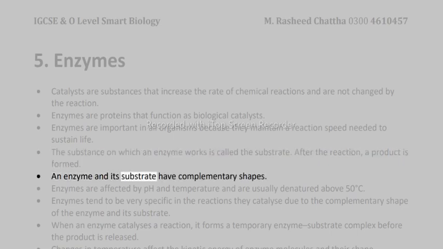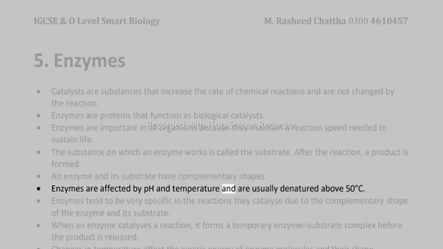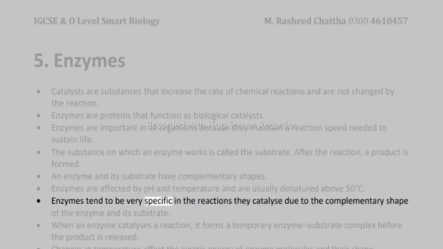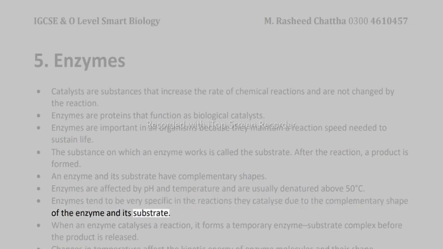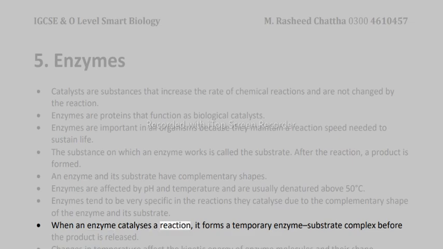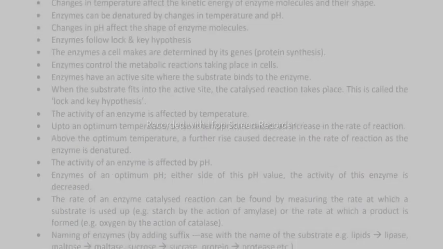An enzyme and its substrate have complementary shapes. Enzymes are affected by pH and temperature and are usually denatured above 50 degrees Celsius. Enzymes tend to be very specific in the reactions they catalyze due to the complementary shape of the enzyme and its substrate. When an enzyme catalyzes a reaction, it forms a temporary enzyme-substrate complex before the product is released. Changes in temperature affect the kinetic energy of enzyme molecules and their shape. Enzymes can be denatured by changes in temperature and pH. Changes in pH affect the shape of enzyme molecules.